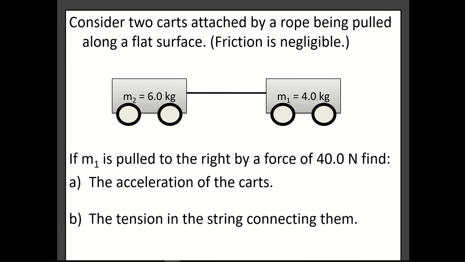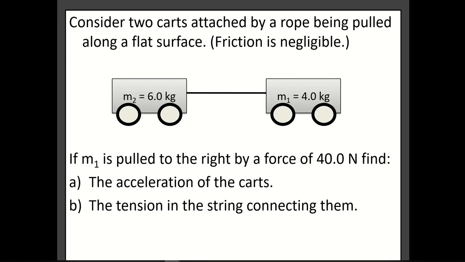So here's an example, and this is probably one of the most common examples when you start looking at tension. We have two masses, two carts attached by a rope being pulled along a flat surface. Notice in this case, we're going to neglect the friction. In some other cases, you might have to also consider friction forces, but in this case, we're just going to keep it simple. So we have two carts with different masses. M2 is 6 kilograms, M1 is 4 kilograms, and they're being pulled by a force of 40 newtons.